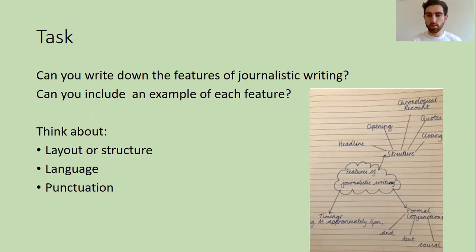So on the right-hand side of my screen, there is an example of what I've started to do. I've made a start where what I've done is a mind map. So you can see that I've got the features of journalistic writing in the middle, and then I've got my ideas, and then I might expand on those ideas too. So I've written structure, then I've written the different aspects of structure, formal conjunctions. I've written the 3 different types of formal conjunctions too that we've learned about today. So that's just an example. If you want to lay it out in a different way, please feel free to.